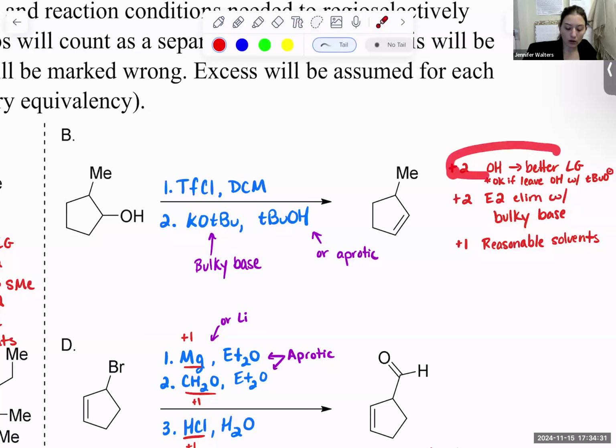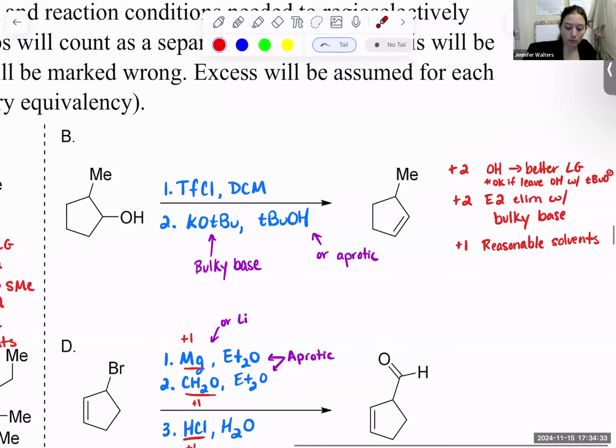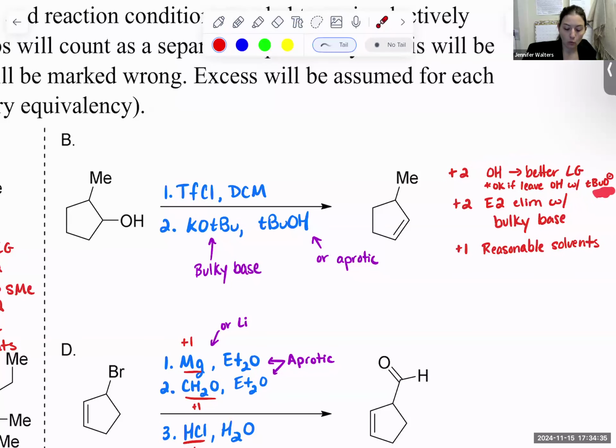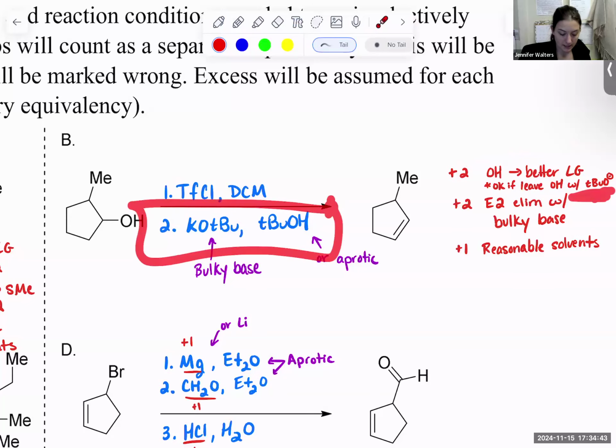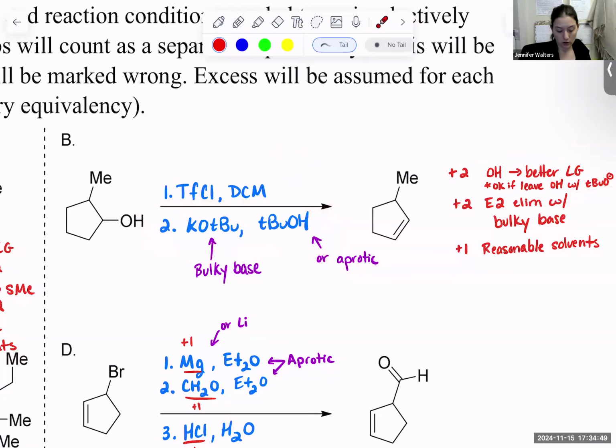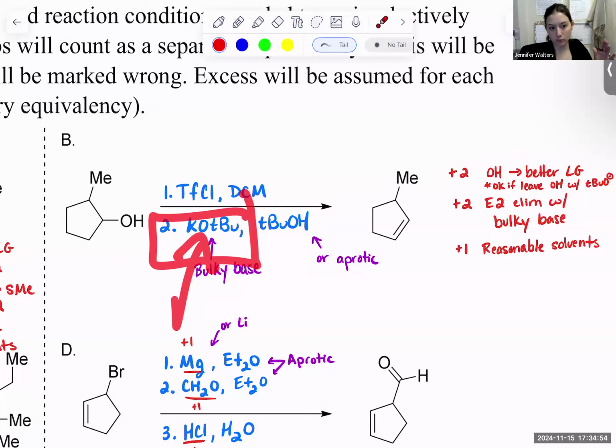The alcohol should have been turned into a better leaving group unless you were using the O- already, because if you start with O-, you can have O- as a leaving group. So if you did the tert-butoxide directly, if you just did this step without making it a good leaving group first, then that gave you all 4 points from that. Or if you just wrote KOtBu, that was +4.